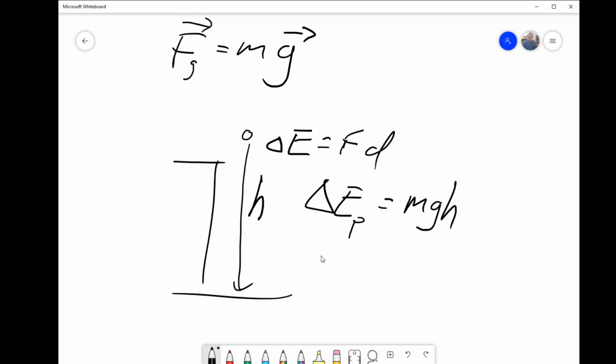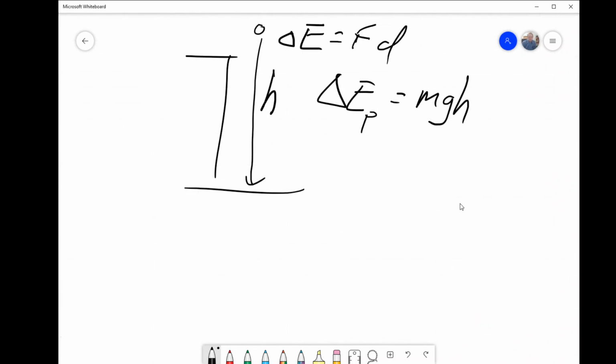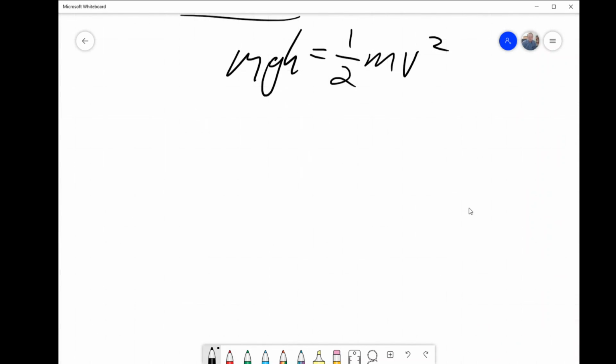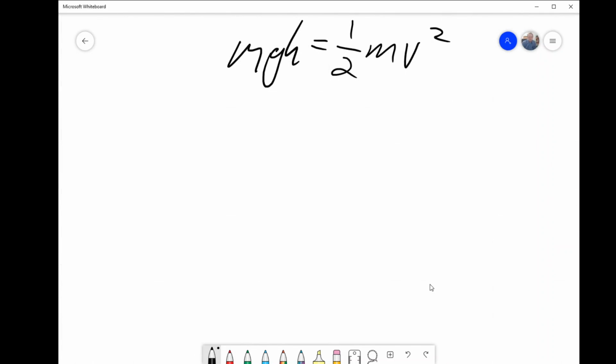So algebra really is a language. It's a way of expressing thoughts and ideas in written form. And as you learn to read the language of algebra, it'll be easier to keep track of how all these formulas fit together, because physics does have a lot of them. Now, as this falls, that mgh, that gravitational potential, is going to be turned into kinetic energy. Now, some of this will also depend on the path and distance traveled.